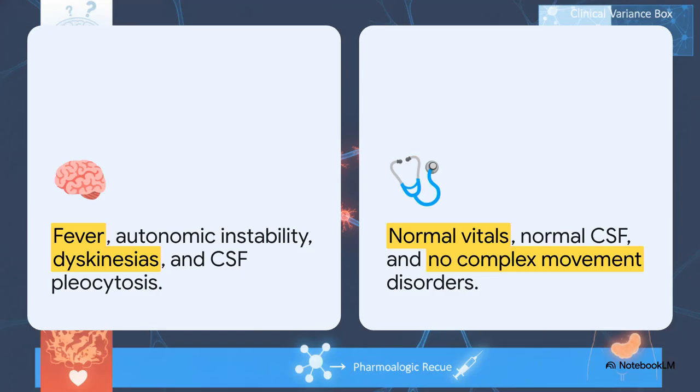To make absolutely sure you never misdiagnose this, let's strictly isolate the clinical variants. How do we actually differentiate autoimmune encephalitis from primary psychosis? It's pretty stark. Primary psychosis presents with normal vital signs, entirely normal cerebrospinal fluid, and zero complex movement disorders.